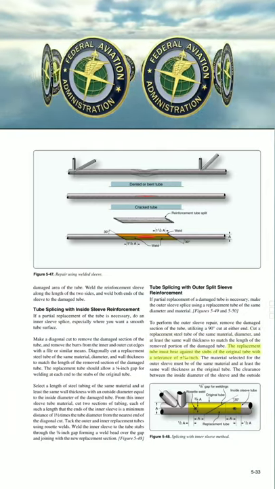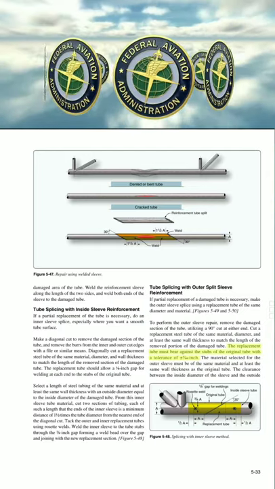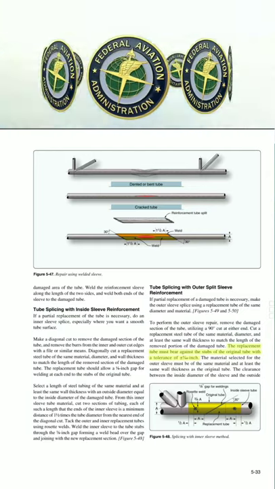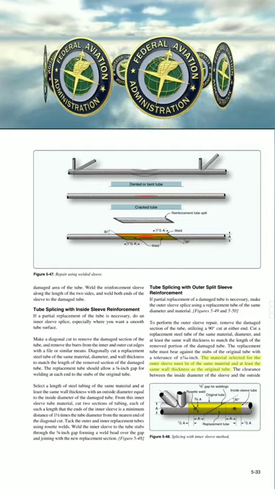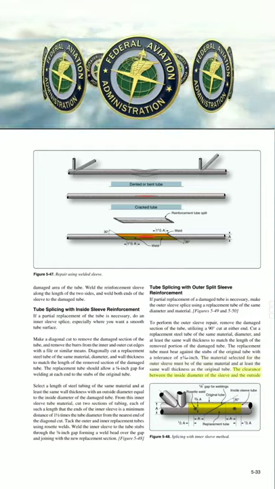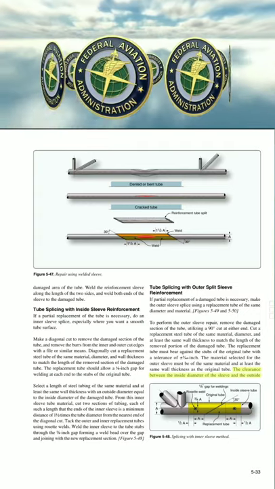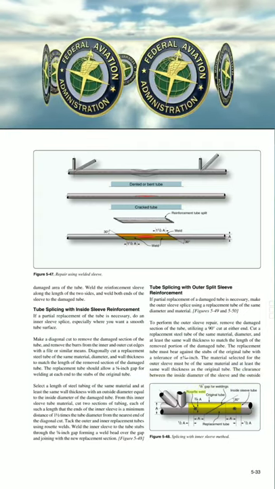The replacement tube must bear against the stubs of the original tube with a tolerance of plus or minus 1/64 inch. The material selected for the outer sleeve must be of the same material and at least the same wall thickness as the original tube. The clearance between the inside diameter of the sleeve and the outside diameter of the original tube. 1/8 gap for welding. Rosette weld.